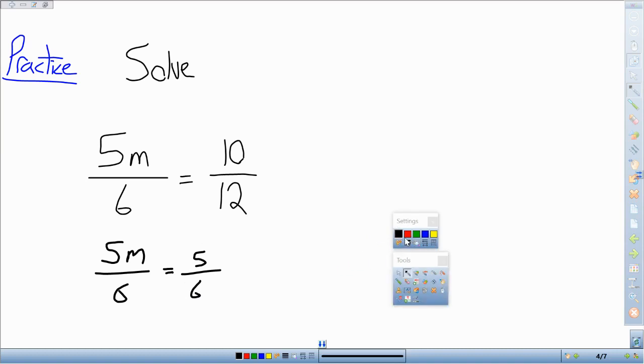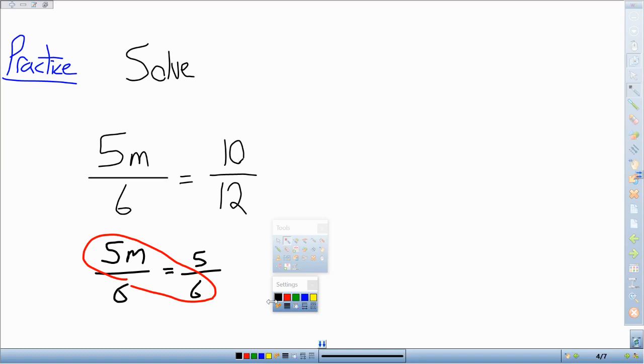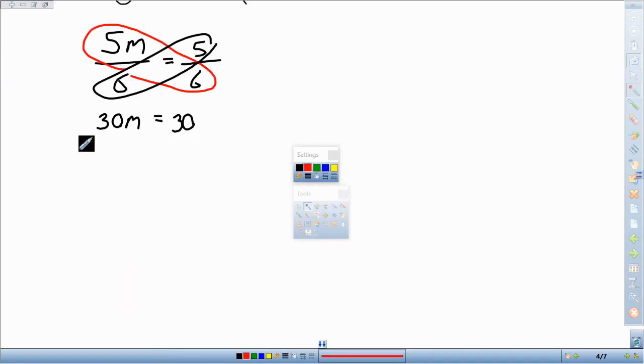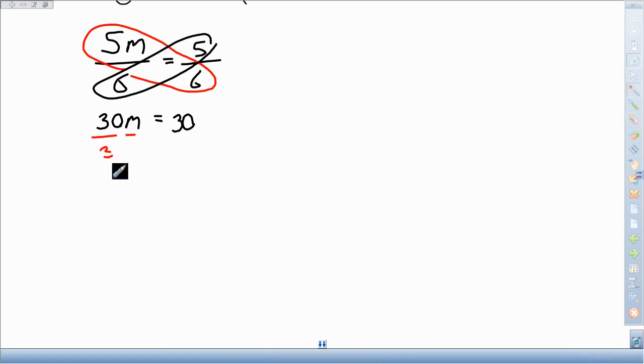Okay, so cross multiplying, we got a 5m times 6. I'm just going to do that math in my head. 5m times 6 gives me a 30m equals 5 times 6, 30. Right, which makes some pretty easy math. When we go to divide, 30 goes into 30 one time.